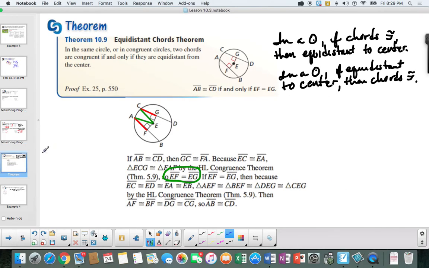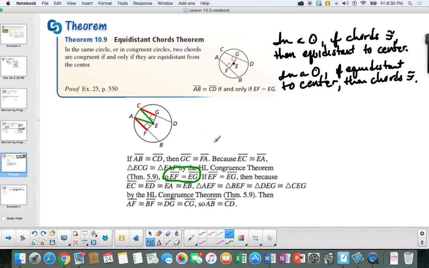Okay, let's take a look at another theorem. It's called the Equidistant Chords Theorem. It says that in a circle, if the chords are congruent, then they are equidistant to the center, and the converse. Okay, so let's prove one direction.